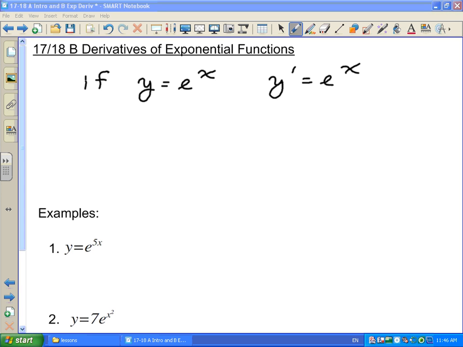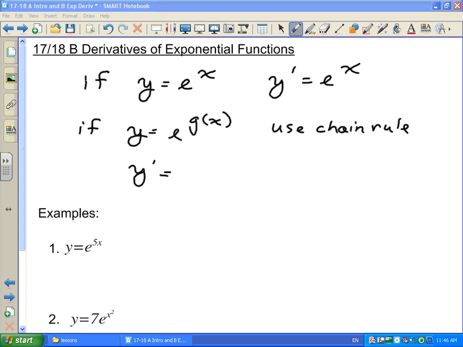Okay. Where it becomes tricky is if your function is a composite function. So instead of just e to the x, you have e to some function of x. We'll just call that g of x. In this case, we have to use the chain rule. So our derivative is going to be our original function. So it's our outer function is e to something, which is just, again, e to something.